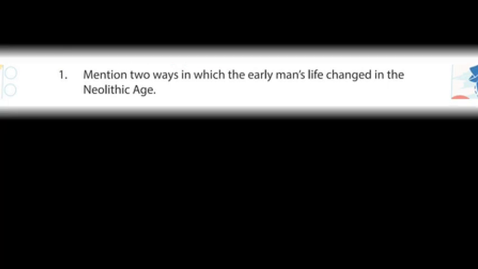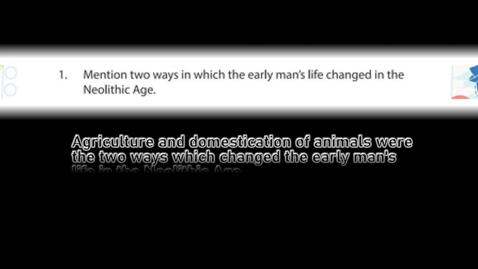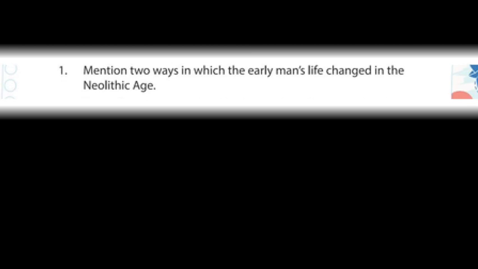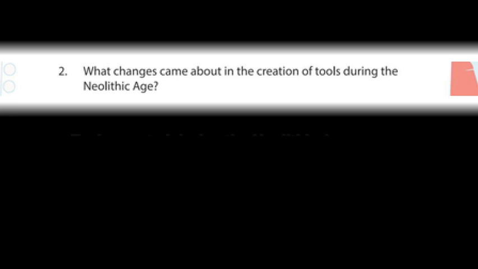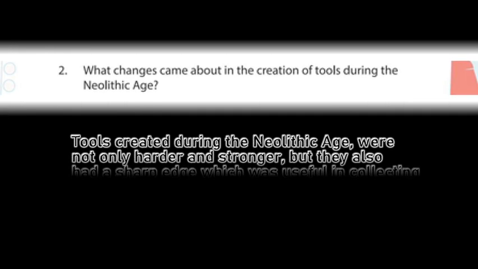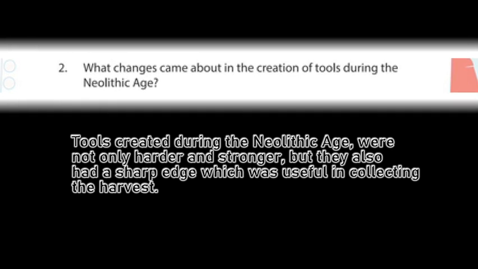First question is, mention two ways in which the early man's life changed in the Neolithic age. You have to mention two inventions, how their life changed. So here the answer will be, agriculture and domestication of animals were the two ways which changed early man's life in the Neolithic age. Question number 2. What changes came about in the creation of tools during the Neolithic age? See, tools created during the Neolithic age were not only harder and stronger, but they also had a sharp edge, which was useful in collecting the harvest.